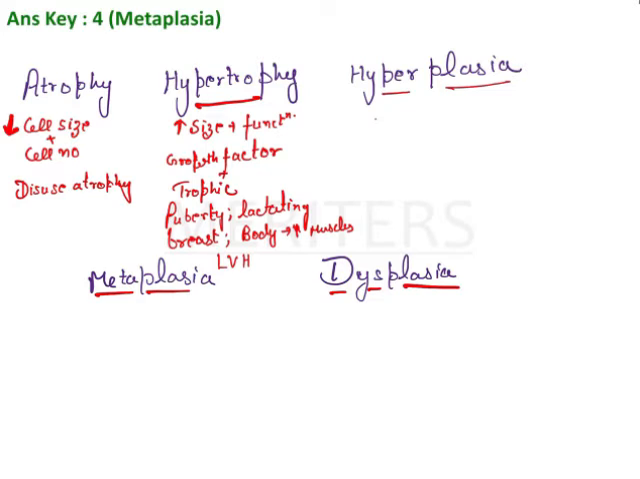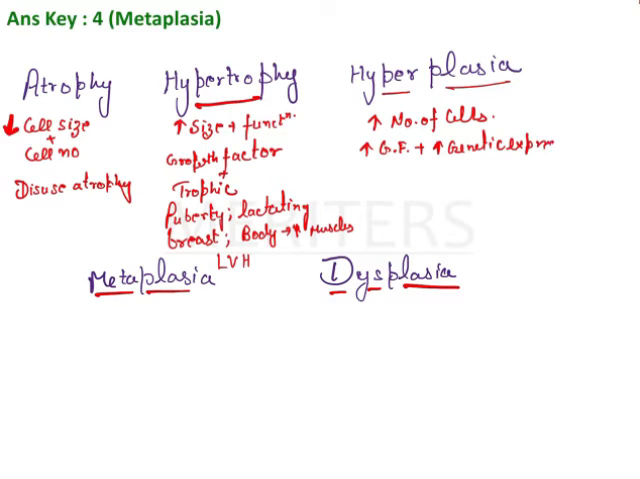Okay, then we have hyperplasia. In this you will be seeing an increase in the number of cells in a tissue or organ. That generally results from increased growth factor, or there can be increased DNA synthesis or growth promoting genes. So it can be caused by increased growth factor, or by increased genetic expression.